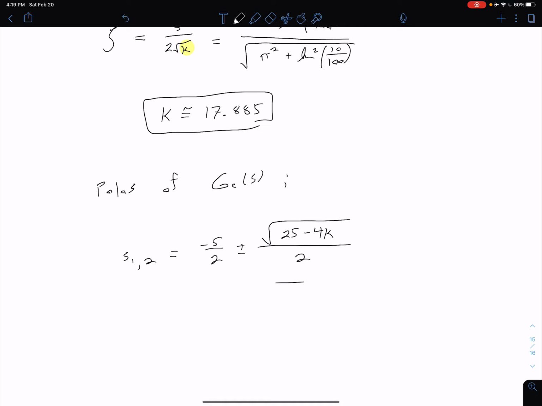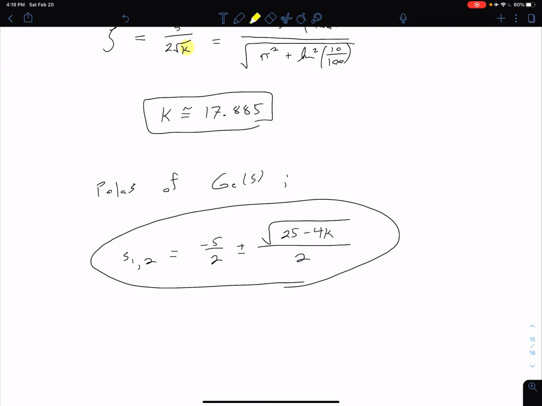And so what does this tell us exactly? So remember that our different response types have poles in different locations. So for example, overdamped, we have 2 real poles. Underdamped, we have 2 complex poles. Critically damped, we have 2 real repeated poles. And undamped, we have imaginary poles. And so what we can see is based on this k value, we're either going to have a real number or an imaginary number coming out of here.